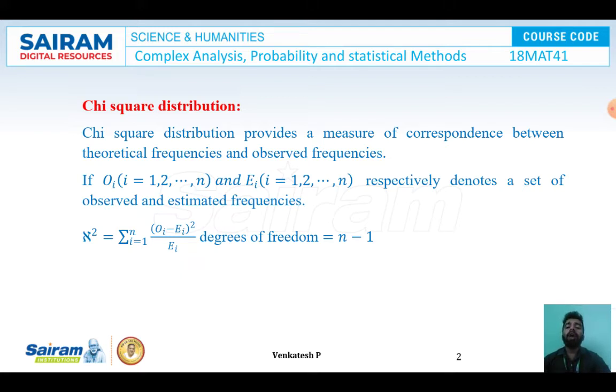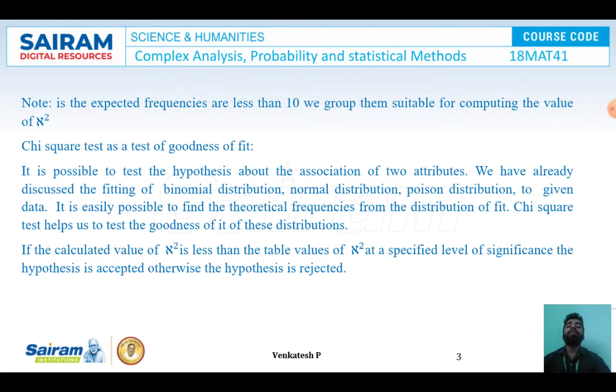If Oi, where i is equal to 1, 2, ..., n, is an observed frequency, and Ei, where i is equal to 1, 2, ..., n, is an expected frequency respectively, then to calculate chi-square, the formula is given by summation i from 1 to n of (Oi minus Ei) whole square divided by Ei. So here n minus 1 is the degree of freedom in the case of the chi-square distribution. And please note that this chi-square distribution will be applicable only if the sample size is less than 10.